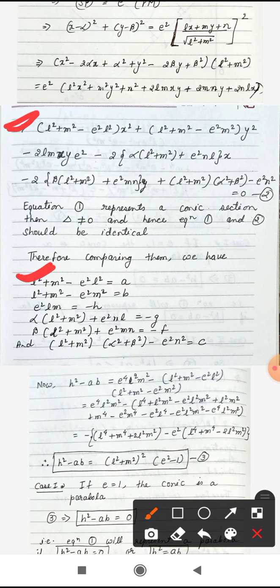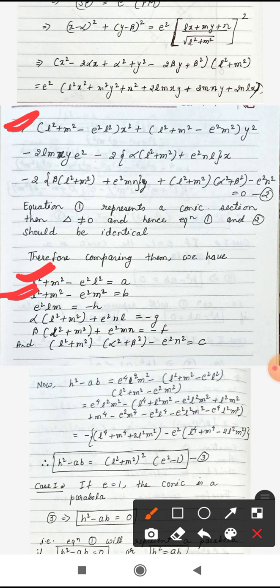So a is equal to (L² + M² − E²L²). Similarly, in equation 1 the coefficient of y² is b, and in equation 2 the coefficient of y² is (L² + M² − E²M²), so this must be equal to b. Similarly, E²Lm is equal to −h, alpha into (L² + M²) plus E²NL equal to −g, beta into (L² + M²) plus E²Mn equal to −f, and (L² + M²)(alpha² + beta²) − E²N² equal to c.